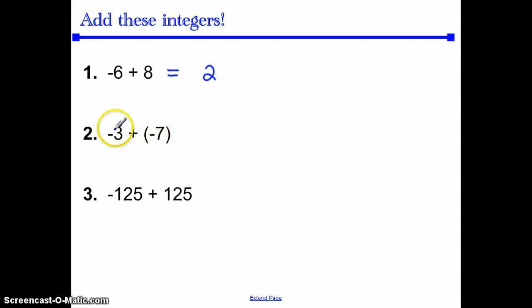In number 2, we have -3 plus -7. Since these have the same sign, we're going to add the 3 and the 7 to get 10. And then since they're both negative, our answer will be negative, because when we have the same sign, we add and keep the sign. In number 3, we have two numbers, -125 and +125. They have opposite signs, so what we're going to do is subtract them. 125 minus 125 gives us 0. And 0 is a number that's neither positive nor negative, so we don't have to worry about a sign.